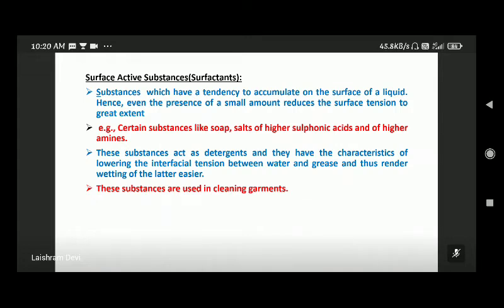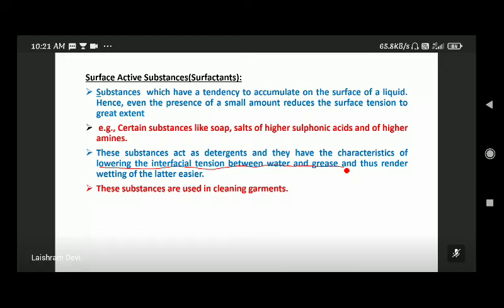But what is the role of this interfacial tension in our today's experiment when we want to study the variation of surface tension with detergent, right? These substances, the surfactants, act as detergent and have the characteristic of lowering the interfacial tension. This is very important. The surfactants' role is to lower the surface tension, or lower the interfacial tension between water and grease molecules, and thus render wetting of the latter easier. So what do I mean by this? This is the most important line.